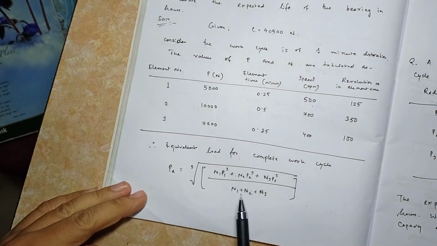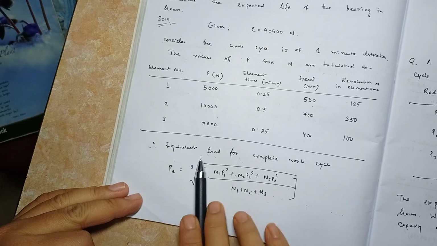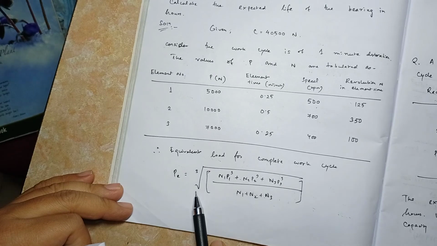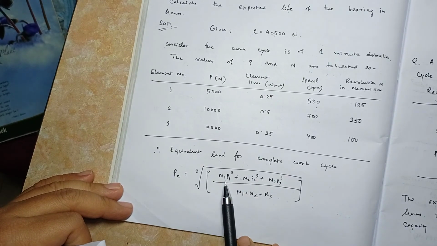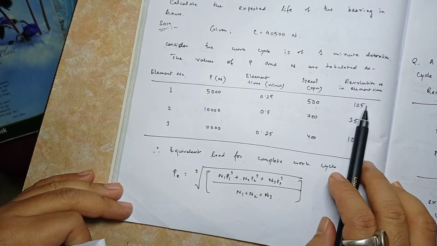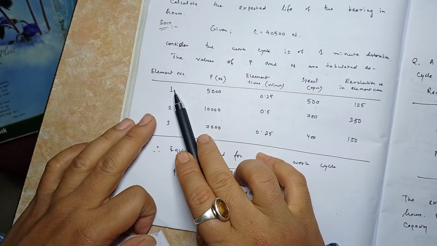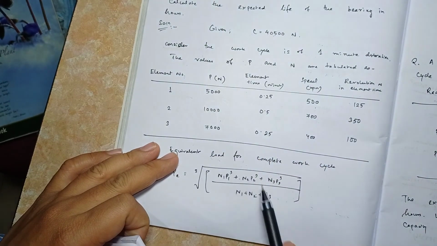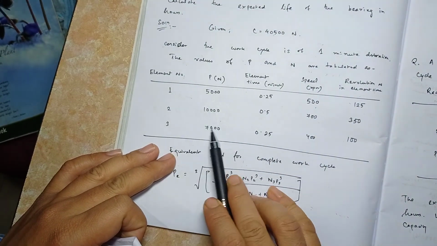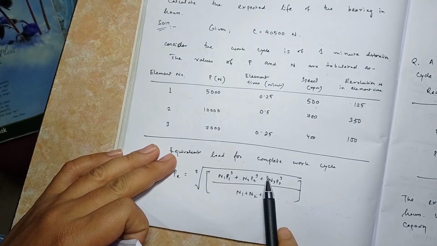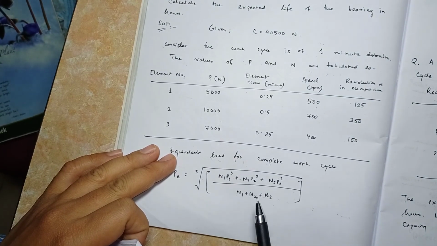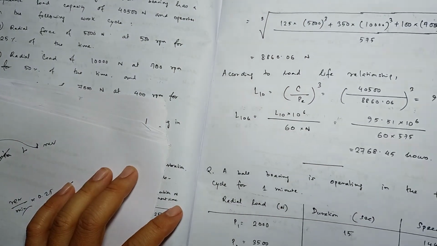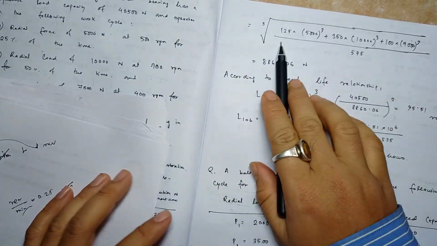These revolutions n1, n2, n3 are revolutions, and this is the formula to calculate the equivalent load. It is the cube root of (n1 P1 cube plus n2 P2 cube plus n3 P3 cube) divided by (n1 plus n2 plus n3). Here n1 is the revolution for the first element, P1 is the force for the first element, P2 is the force for the second element, and P3 is the force for the third element. The denominator is the addition of n1, n2, n3. Next, just put in the values.